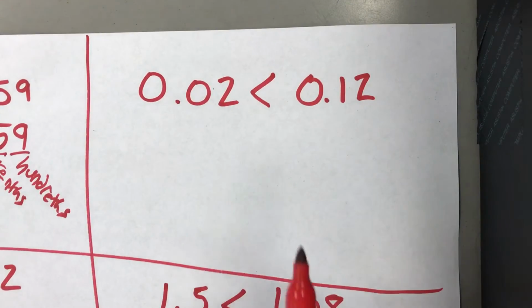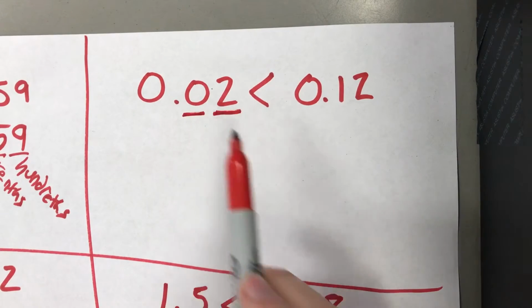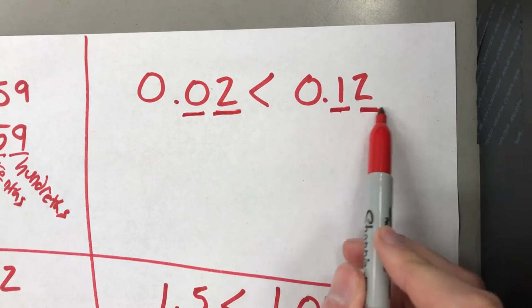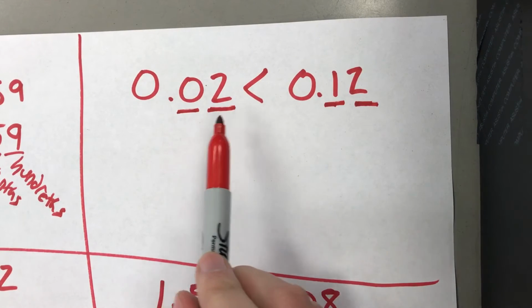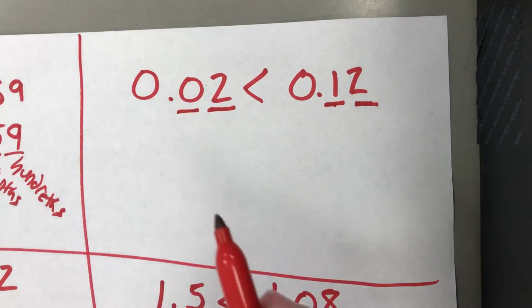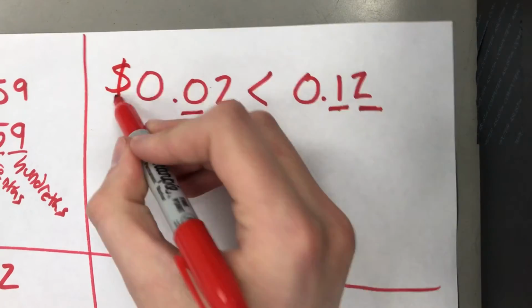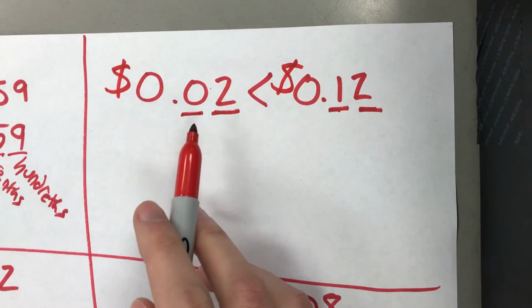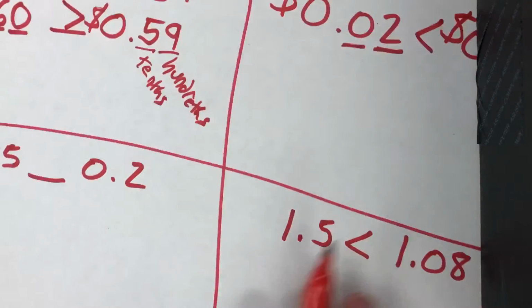So I've got 2 spots compared to 2 spots. So is 2 hundredths less than 12 hundredths? Yes, we could say that is correct, because 2 cents is less than 12 cents. All right, let's look at 2 more.